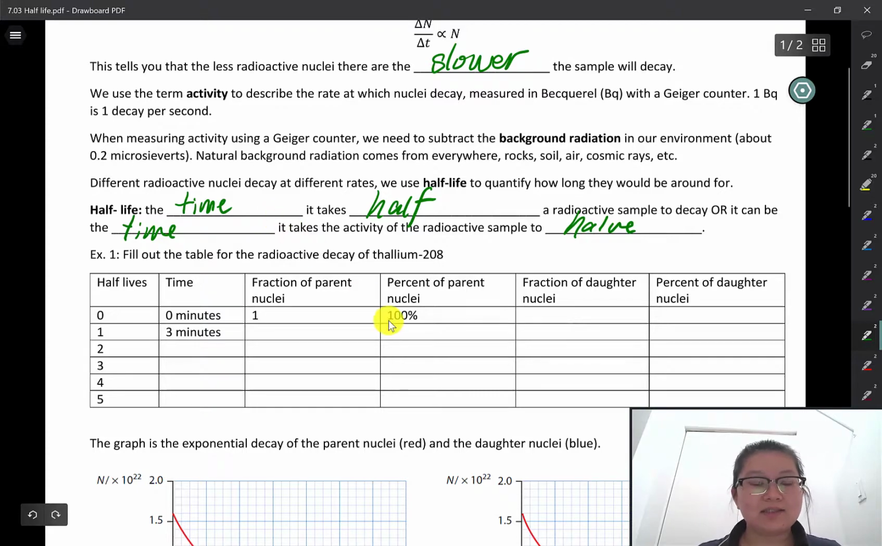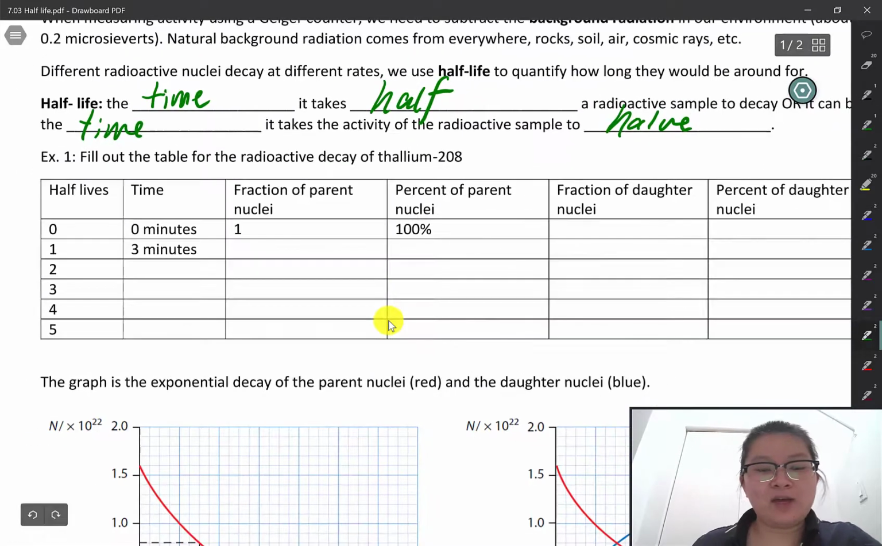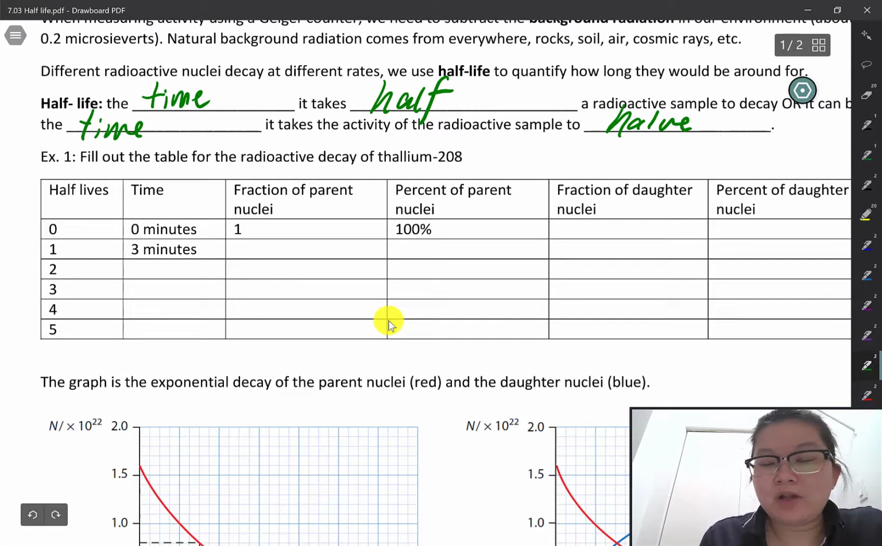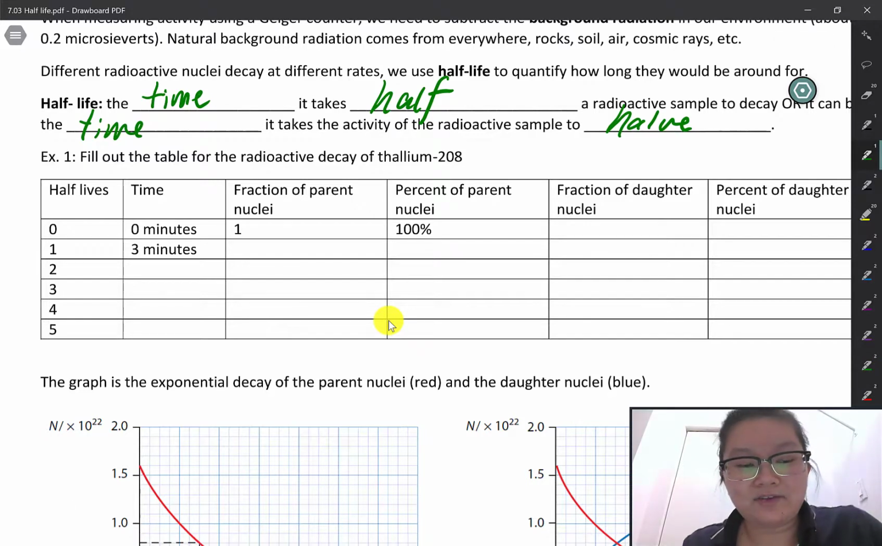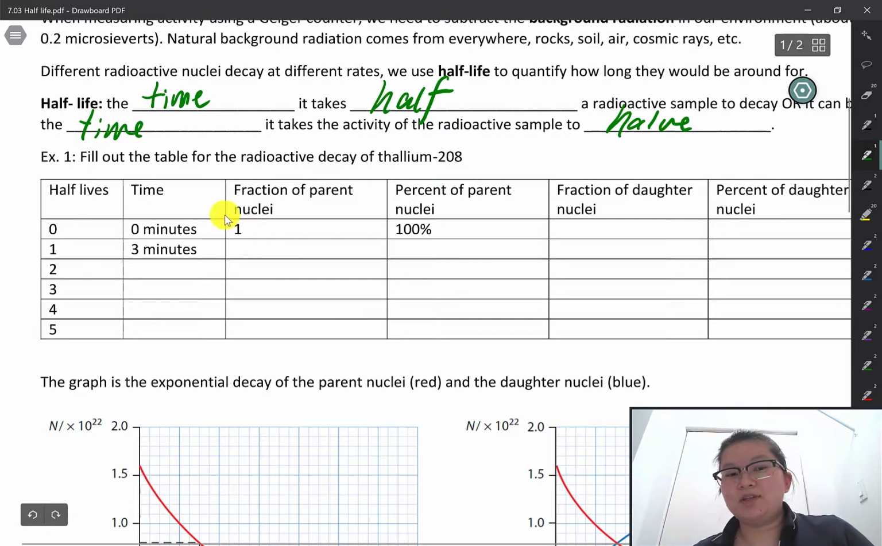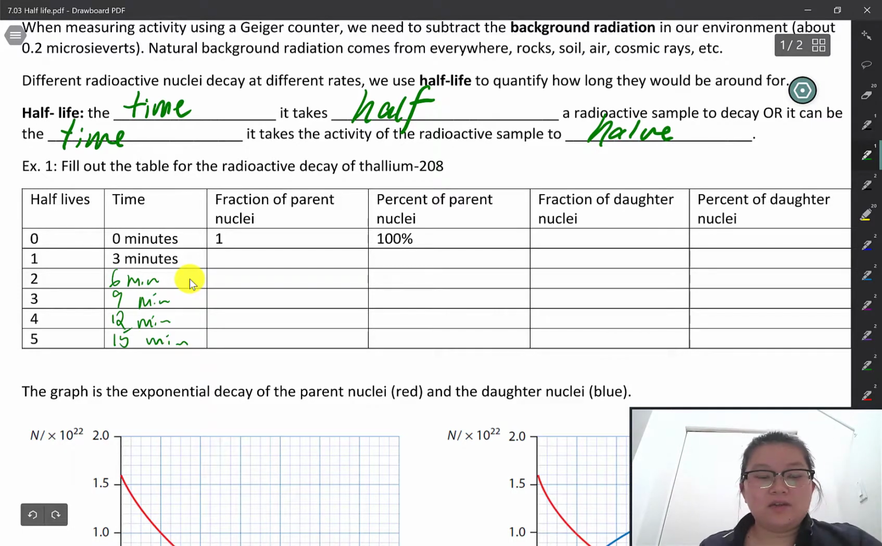So let's look at an example of a table. Here we have a table of radioactive decay of thallium-208, and if we take a look at this chart, what is the half-life? If you're saying 3 minutes, yes. It takes 3 minutes for one half-life. So we can completely fill out this table in increments of 3 minutes. That's a really fast half-life, so very highly radioactive.